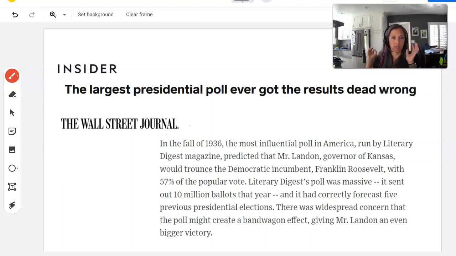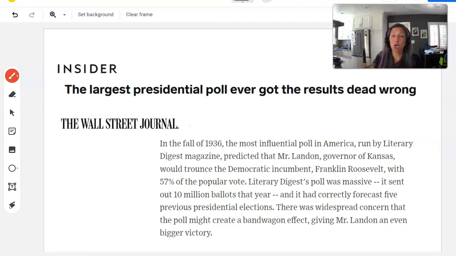They sent out 10 million straw ballots, right? Polls asking people who they were going to vote for. It was the biggest poll ever done, still, I think to this day, the biggest poll. Humongous. And they said that Al Landon was going to beat FDR. You've never heard of Al Landon. There's a reason. 57% to 43%.